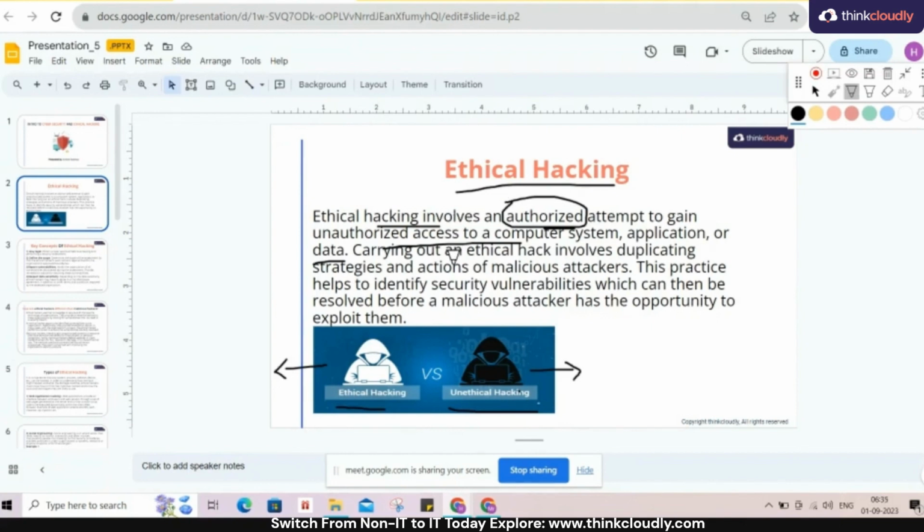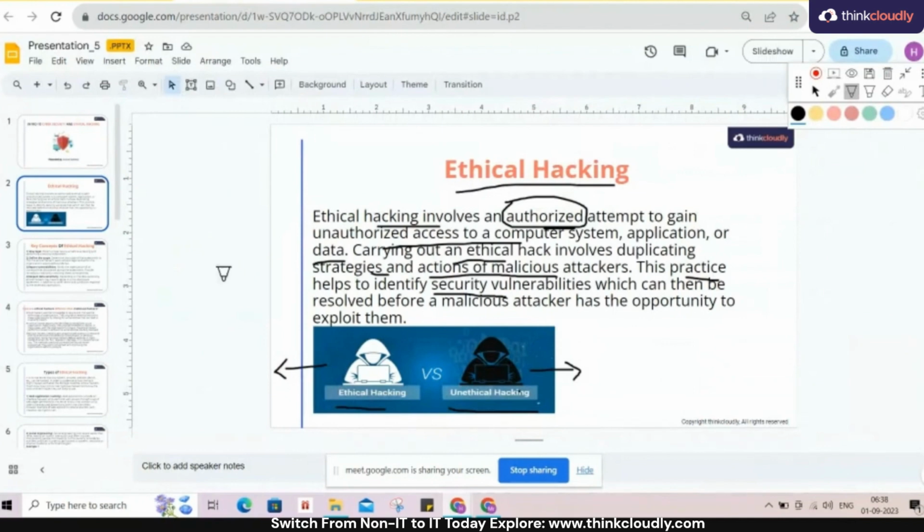Carrying out ethical hacking involves duplicating the strategy and actions of the malicious attacker. They follow the same procedure, same strategy, and same method to do hacking on a client, a vendor, or a company. This practice helps to identify security vulnerabilities. That is the main concern.